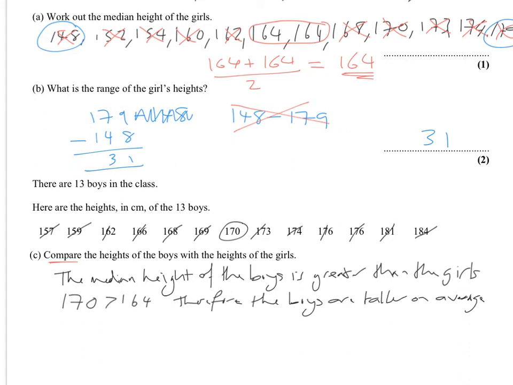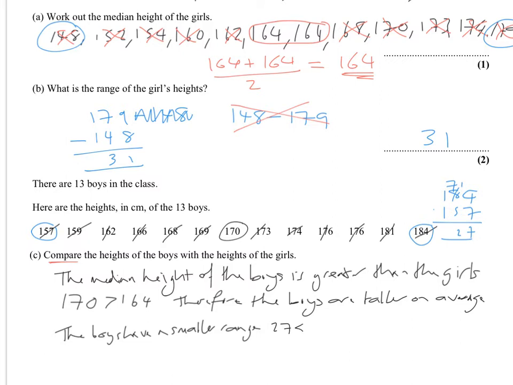We can also compare the ranges. So the range of the boys is 184, take away 157. So let's work that out. Need to borrow from this column. 14 take away 7 is 7, 7 take away 5 is 2, 1 take away 1 is 0, so 27. So the boys have a smaller range, and we can show that 27, which is our value, is less than 31. And so therefore the boys' heights are less spread out.